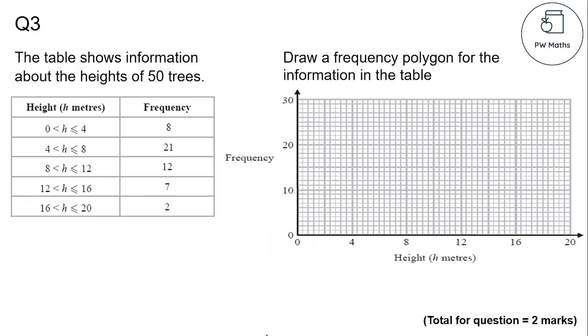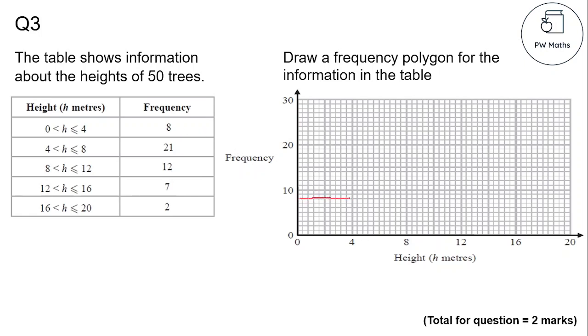Two questions here to go through to help prepare us for the exam. Table gives information about the heights of 50 trees. Draw a frequency polygon for the information in the table. Now, you don't have to do it the way that I do this, but I like to get a bar chart drawn first of all.